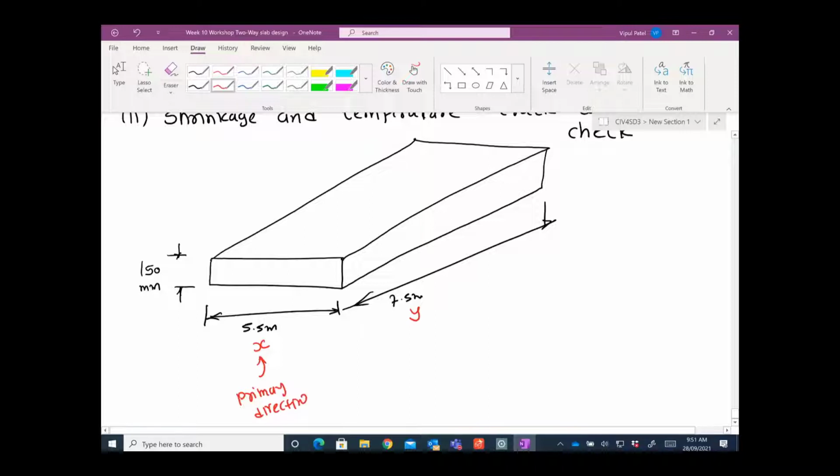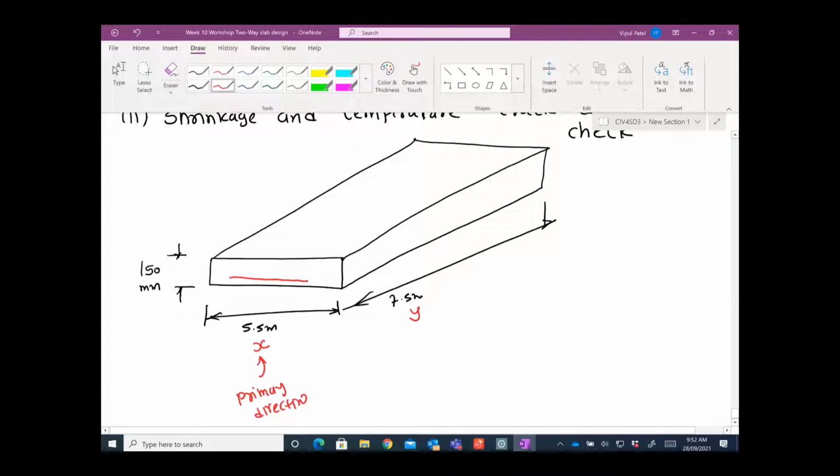Because when this beam is going to bend in the X and in the Y directions, the X direction will carry more load, right? That's the X direction, you can see that one. So we need to provide the primary reinforcement which will significantly carry the load.